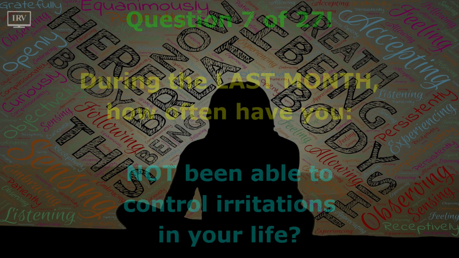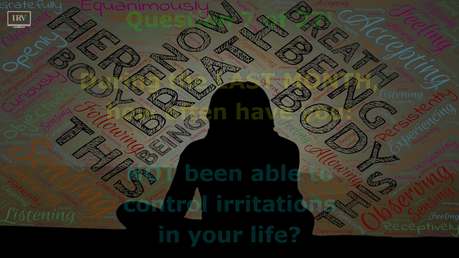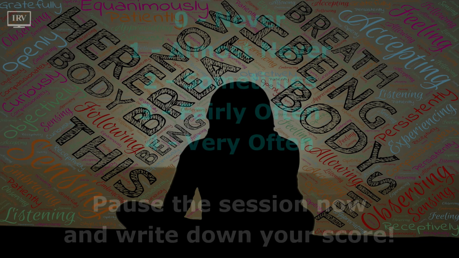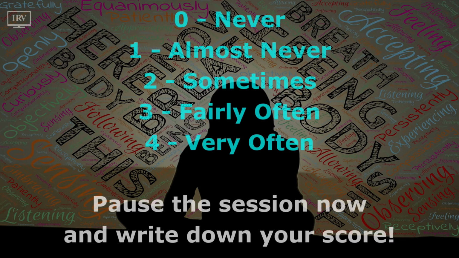Question 7 of 27. During the last month, how often have you not been able to control irritations in your life? 0. Never. 1. Almost never. 2. Sometimes. 3. Fairly often. 4. Very often. Pause the session now and write down your score.